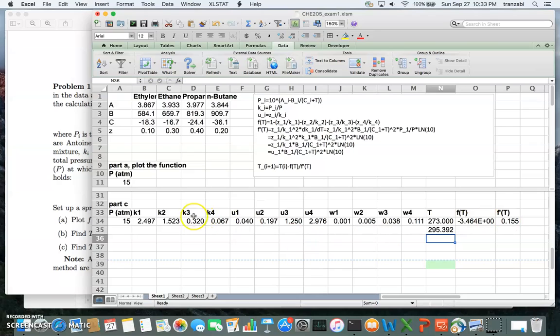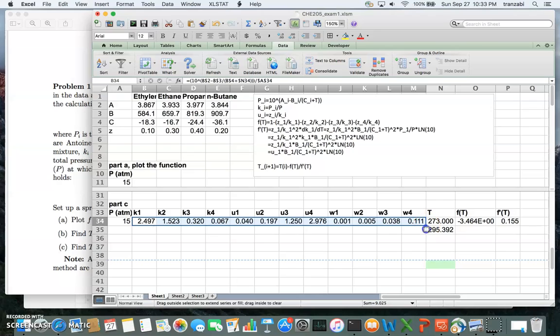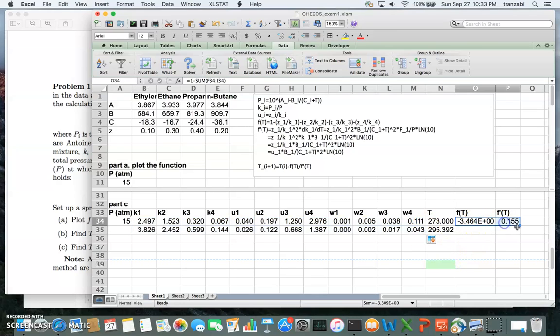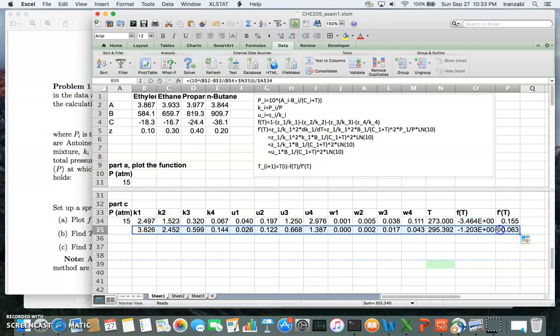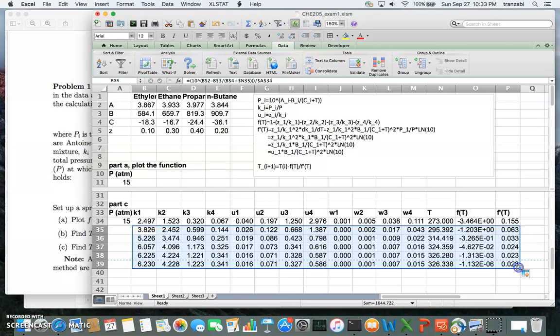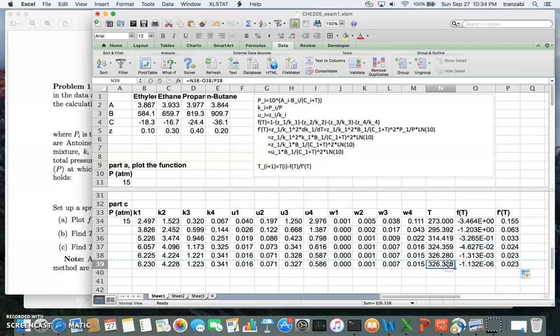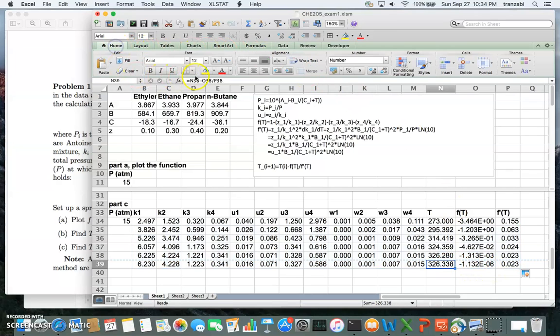This is it. All we do next is highlight this row completely up to here, drag one row down, highlight these two, drag one row down, then highlight the whole row and drag all the way down. The root is where f of t is almost 0, and you see that it's going down to 0. If you think of 10 to the minus 6 as almost 0, then this is going to be the root. I'm going to highlight this and make it green, so we know where the root is.